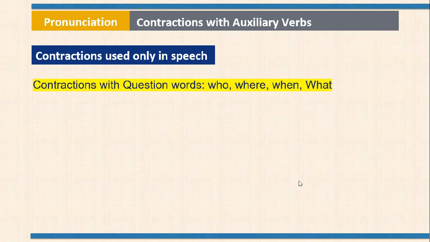Contractions with question words like who, where, when, and what. Apostrophe S is short for does, like in what's. For example, what's it cost, which is short for what does it cost.